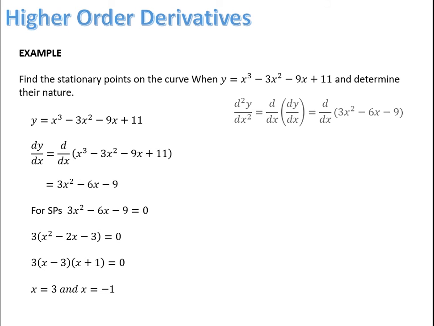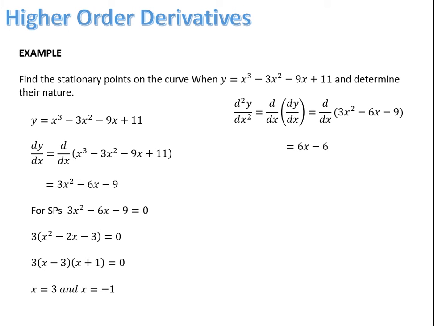So if we take the second derivative, and again, you don't need to write this, this is just explaining it. The second derivative is the derivative of the first derivative. It's the first derivative differentiated with respect to x is what I'm trying to say there. In which case, that differentiated with respect to x just gives us 6x minus 6.